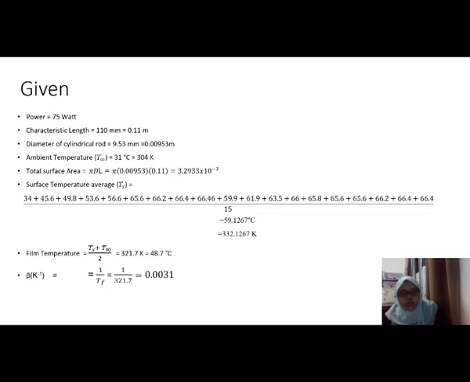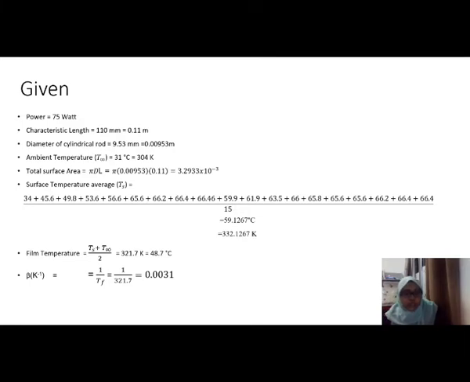So we got the total ambient temperature in Kelvin is 304 Kelvin. So for the total surface area, we use the formula pi DL, which is the formula for the area of the cylinder. Since we use the cylindrical rod, we get the surface area value is 3.2933 times 10^-3 meter squared.